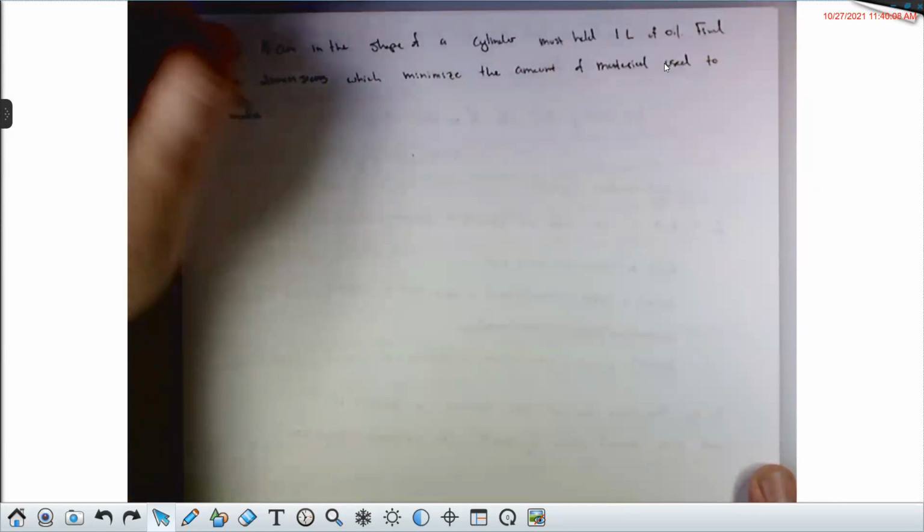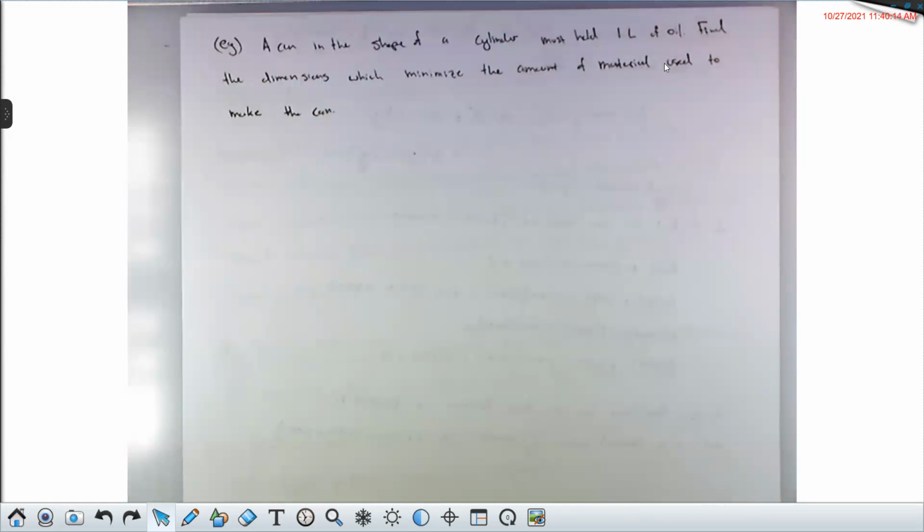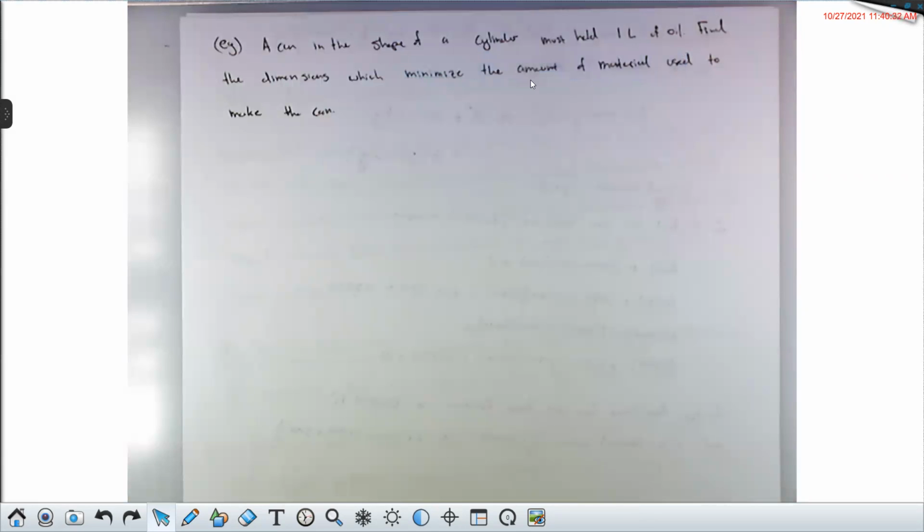I am going to change the phrasing a little bit. Because when you're building something, there's all sorts of things that can contribute to the cost, right? But what they mean there is you want to minimize the amount of material used to make the can. That's what they say cost here, right? The cost of the metal. So we want to minimize the amount of material that's used to make that can.